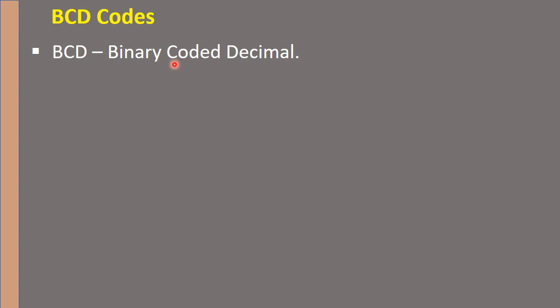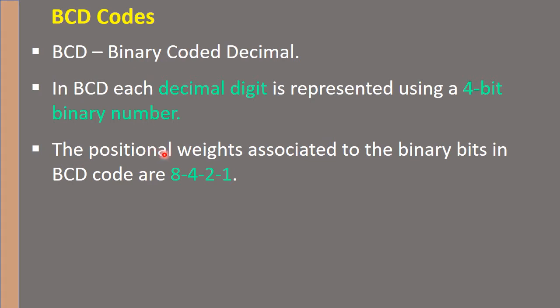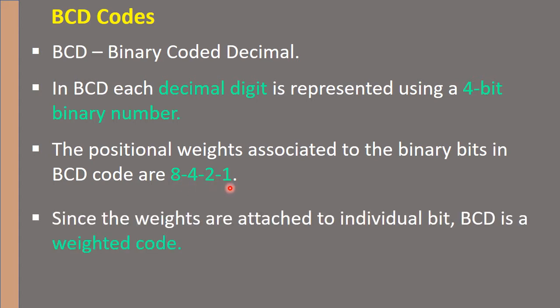BCD is an abbreviation that stands for binary coded decimal. In BCD code, each decimal digit is represented by a 4-bit binary number. Hence the name BCD, that is, a decimal number is coded in binary. In BCD code, each binary bit has a certain weight associated with itself. The 4 binary bits of BCD code have the weights of 8, 4, 2 and 1. Since the weights are attached to the individual bits, BCD is a weighted code.